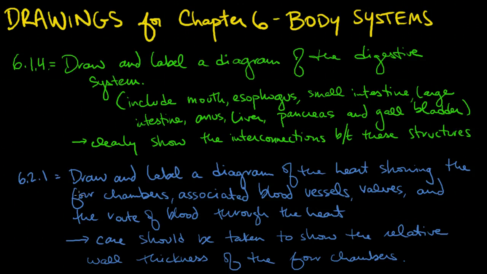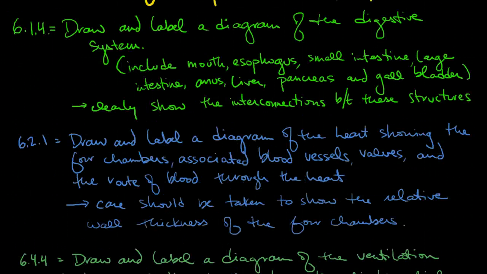Okay, so this podcast is about the drawings for Chapter 6, or our discussion on body systems. What I did here was write down the drawings that you need to be able to do for each section of Chapter 6. So 6.1.4 is draw and label a diagram of the digestive system. I added a few notes of what you need to include in the drawings, or at least with the labels. And then here I added a note about the connections between some of those structures.